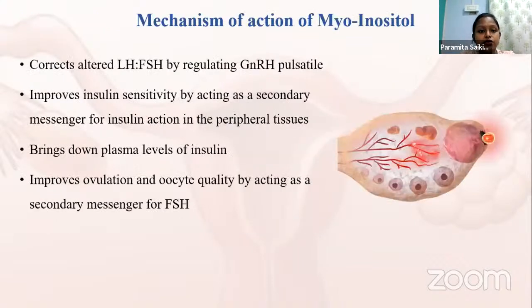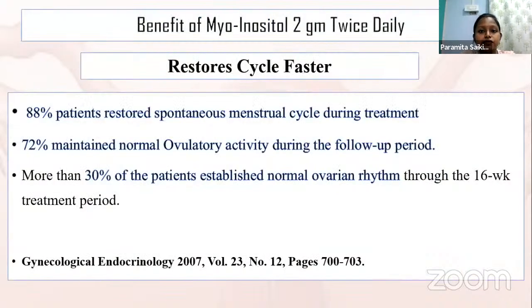Mechanism of action of myoinositol: it corrects altered LH FSH by regulating GnRH pulsatility, improves insulin sensitivity by acting as a secondary messenger for insulin action in the peripheral tissues, brings down plasma levels of insulin, improves ovulation and oocyte quality by acting as a secondary messenger for FSH.